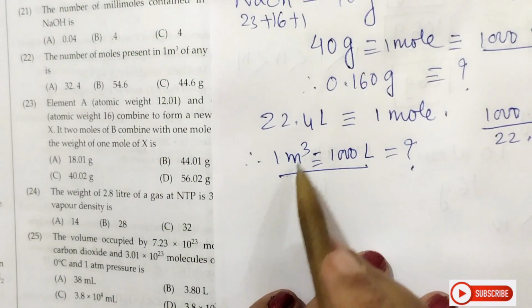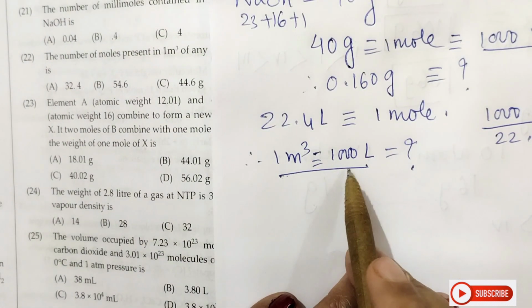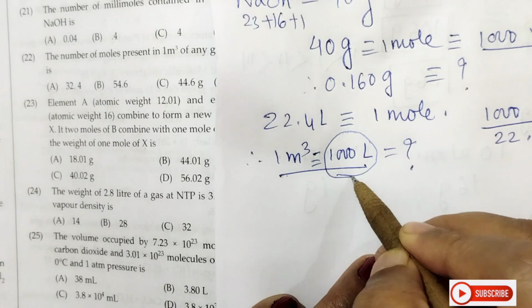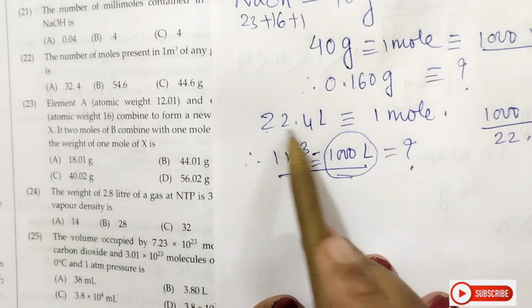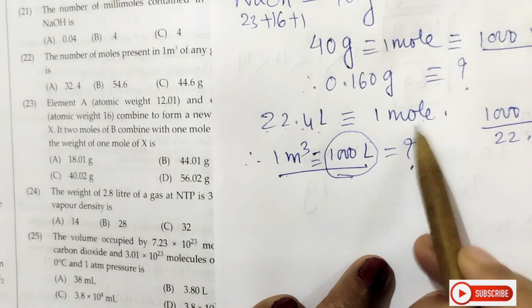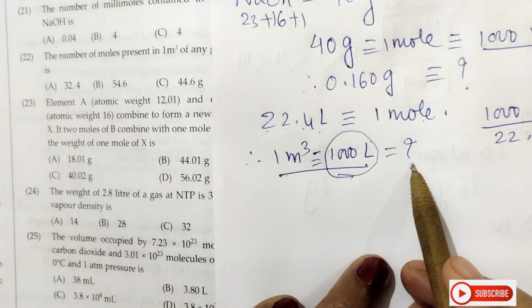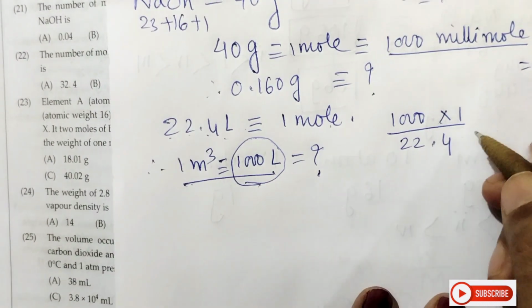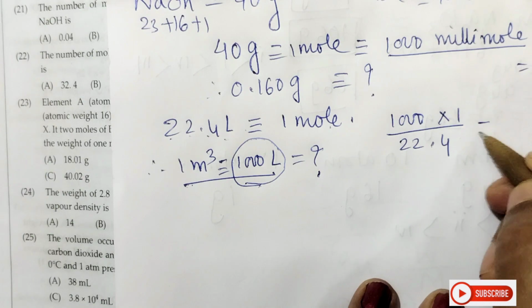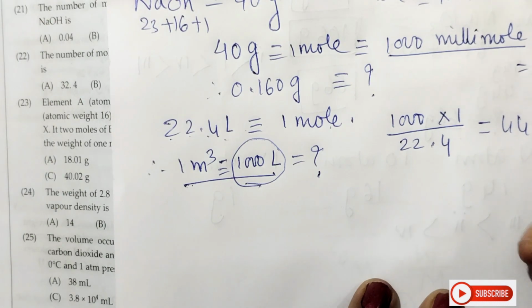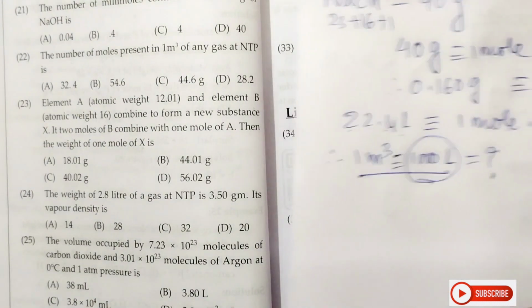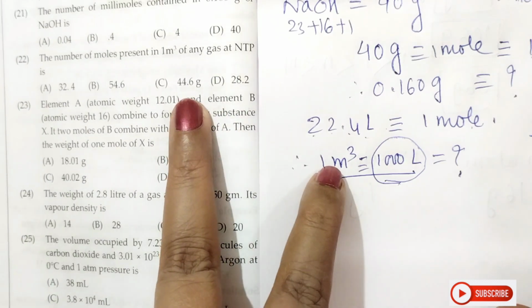What I did here: 1 cubic meter is equal to 1000 liter, means they are asking for 1000 liter. So your equation will be 22.4 liter corresponds to 1 mole. So for 1000 liter, how much will it correspond to? Simple cross multiplication. If you do this calculation, your answer is 44.64. So your answer here is third option.